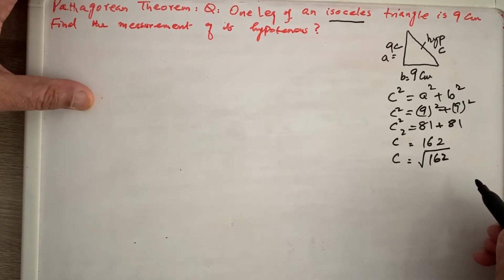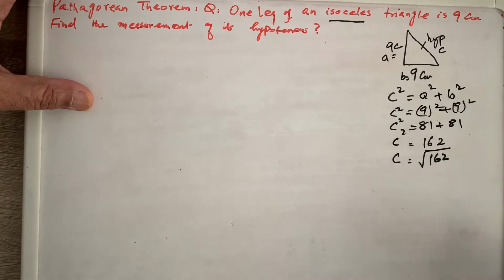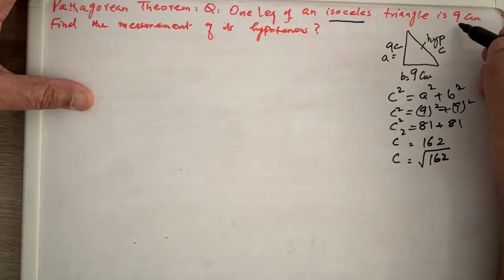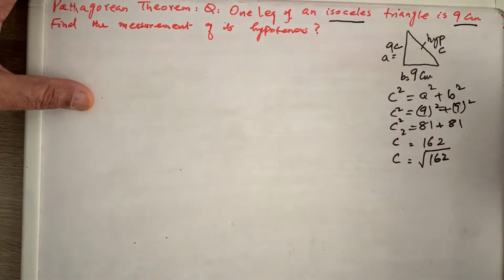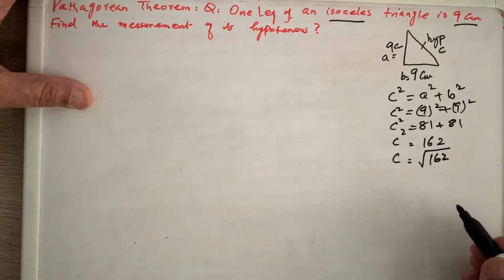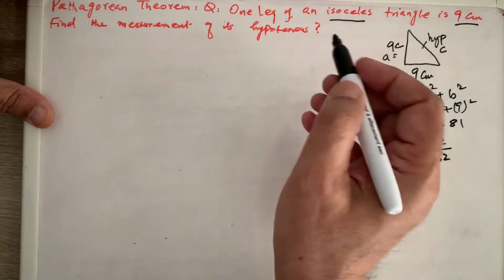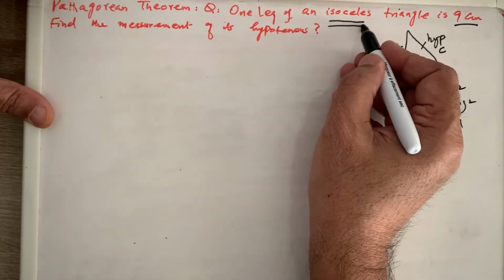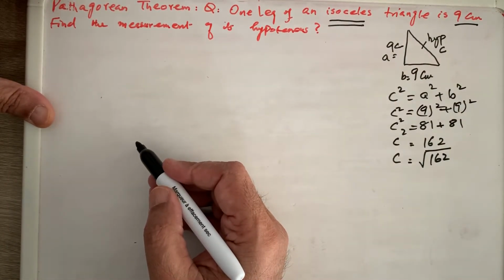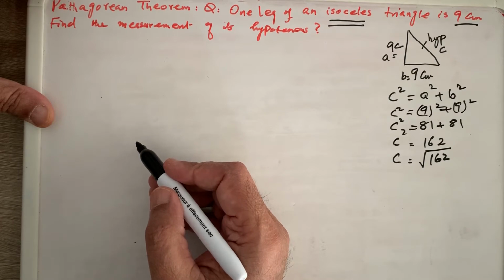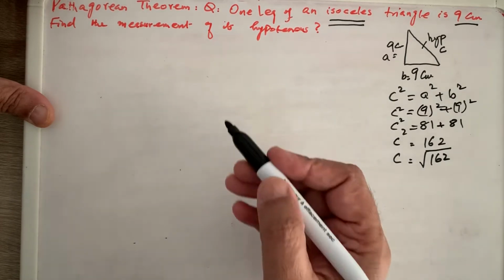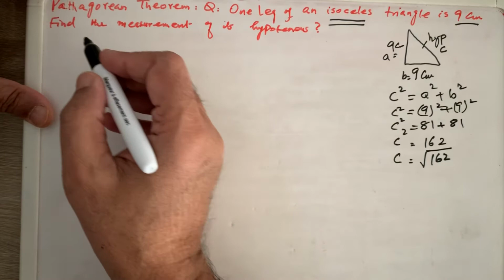So this is 9 centimeters, one side, so the other side is also 9 centimeters. So we can use the Pythagorean theorem to find out the hypotenuse. I just gave this question because of this term, isosceles triangle, which has got 2 sides equal. So if one side is given, the other side is also the same.